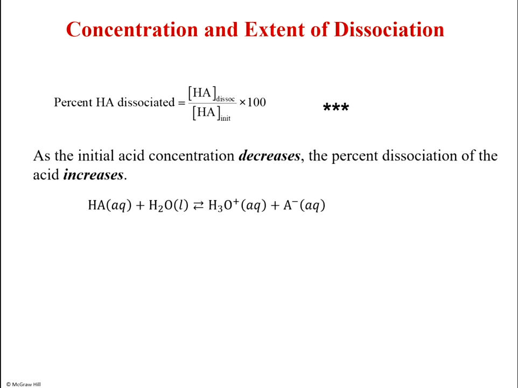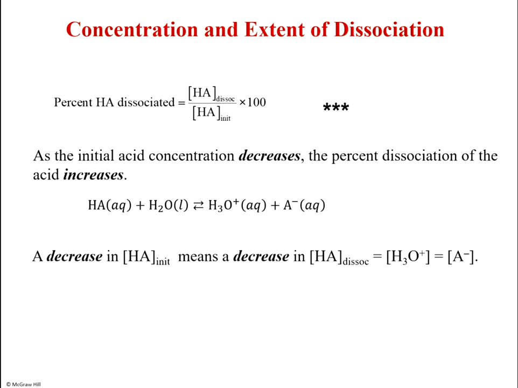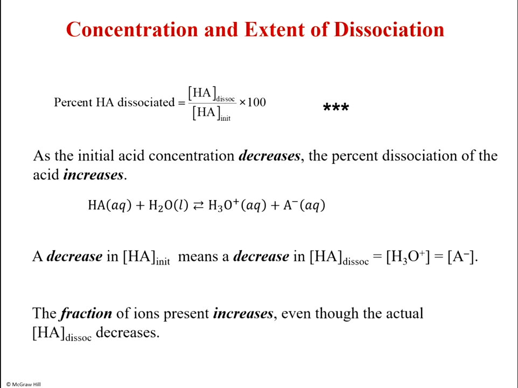For a given acid, as the initial acid concentration decreases, the percent dissociation of the acid increases. A decrease in the initial acid concentration does result in a decrease in the dissociated acid concentration, which is equal to the hydronium concentration, which is equal to the conjugate base concentration. So the fraction of the ions present increases, even though the total of our weak acid decreases.